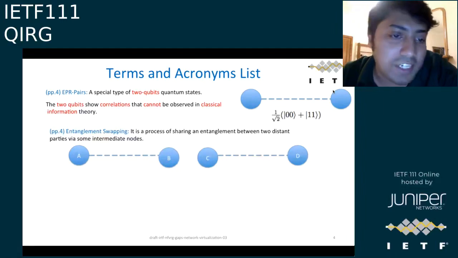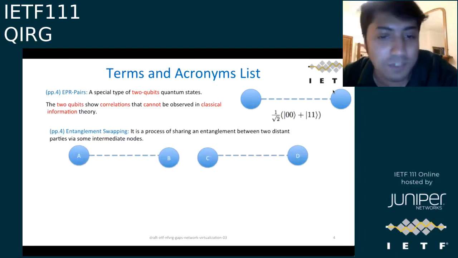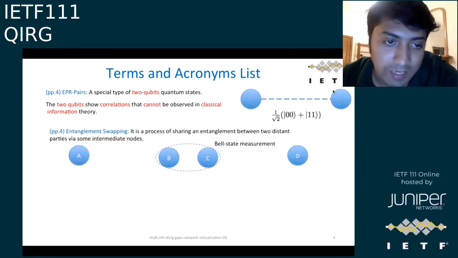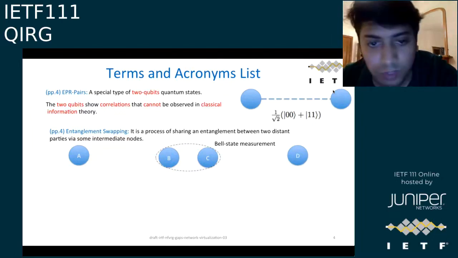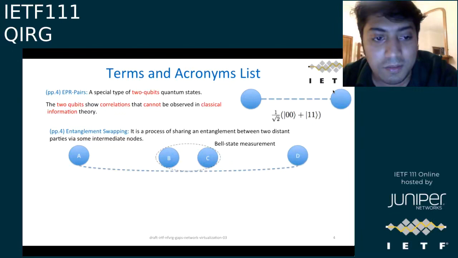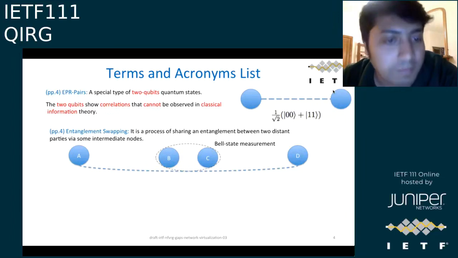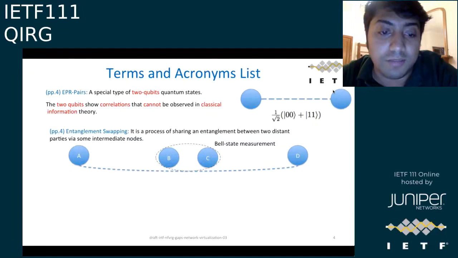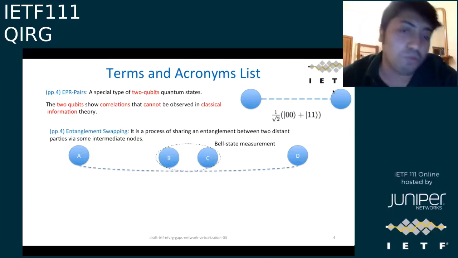So what they can do is share EPR pairs with intermediate parties, say B and C, who are very close to each other. Then B and C can perform a measurement called a Bell-state measurement. If it is successful, the correlation between A, B, C, and D will be destroyed, and there will be a correlation between B and C, and a correlation between A and D. That means if the Bell-state measurement is successful, A and D will share an EPR pair. That's a very basic tool for untrusted quantum repeater technology. So we use this entanglement swapping operation to create an EPR pair between 2 distant end nodes.